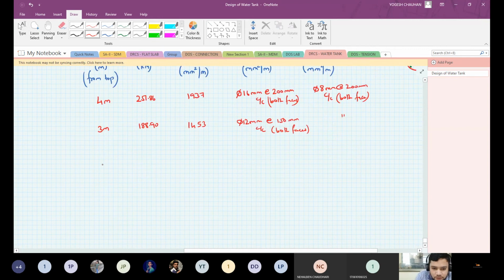Then at 2 meter you can find. Similarly, at 1 meter you can find. So at 2 meter, this comes out to be 125.93, and the steel required is 969 mm square per meter, and the steel you can provide is 10 mm dia at the rate of 160 mm center to center, both faces.